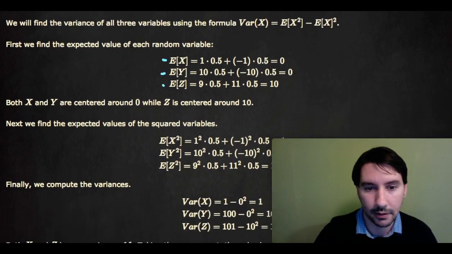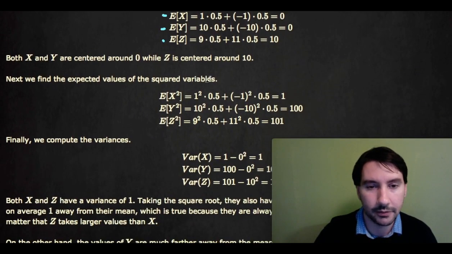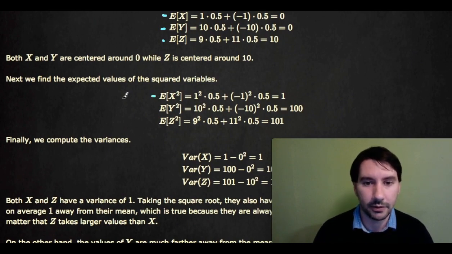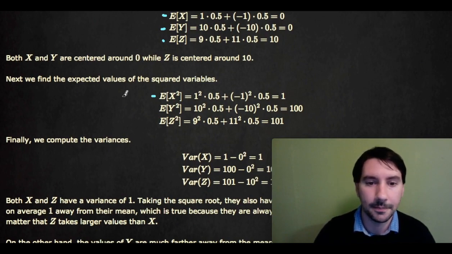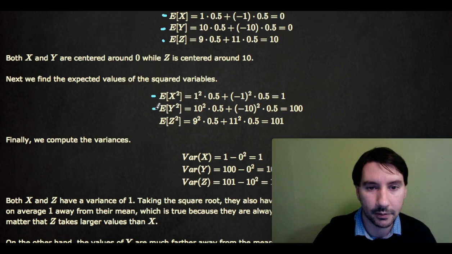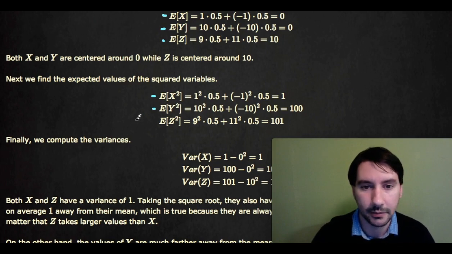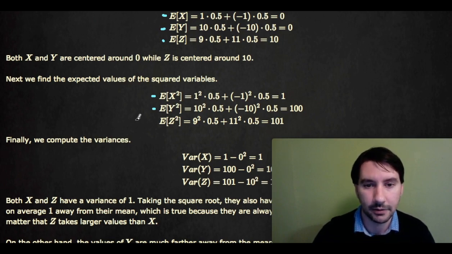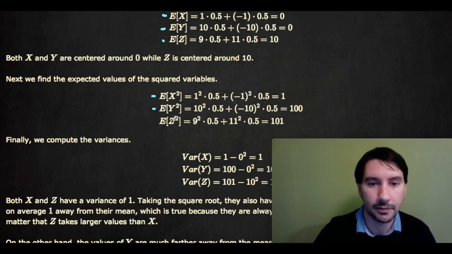And to compute the expected value of the squares, we square the values that the random variables could be. So the expected value of x squared is 1 squared times 1/2 plus -1 squared times 1/2, which equals 1. And the expected value of y squared is 10 squared times 1/2 plus -10 squared times 1/2, which is 100. And the expected value of z squared is 9 squared times 1/2 plus 11 squared times 1/2, which is 101.